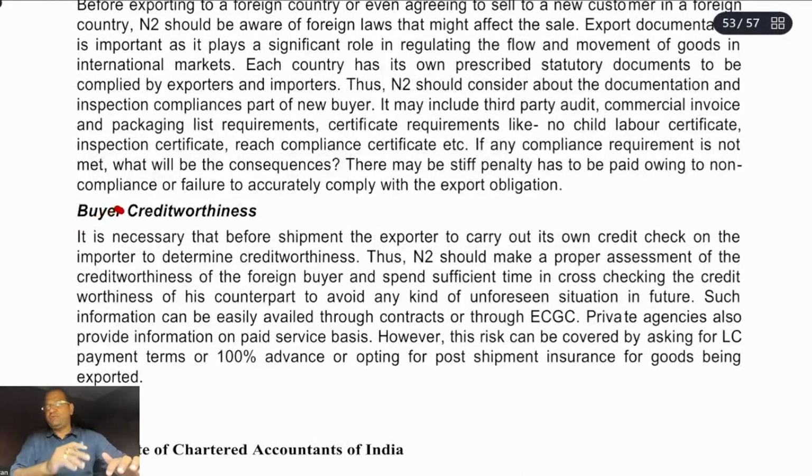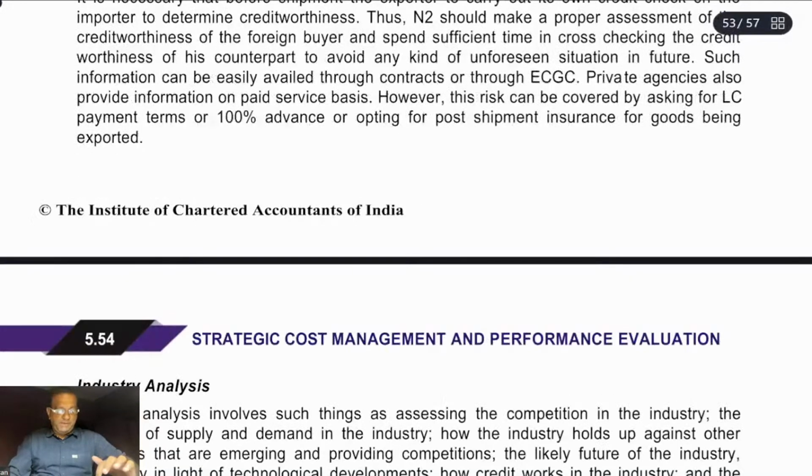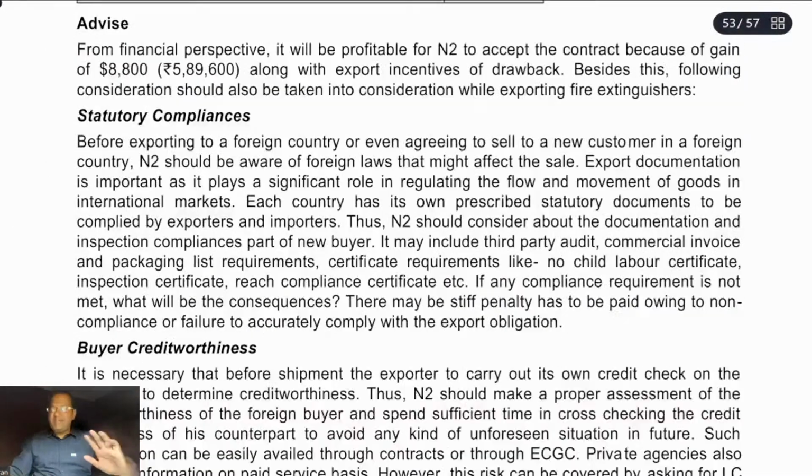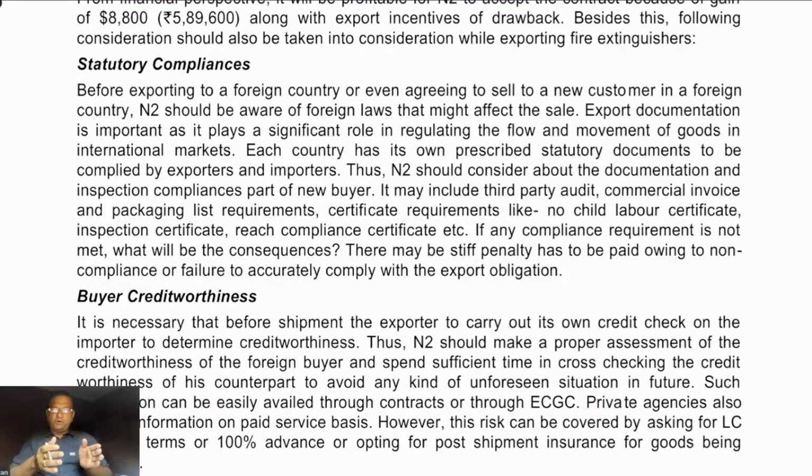Buyer creditworthiness, because right now no cash transaction is there. The goods are sold on credit. So what will be the buyer creditworthiness? Industry analysis and additional terms we have to check. And overall, after consideration of the financial factor and these 4 non-financial factors, we have to finally decide whether to accept or reject this offer. So I request each and every student, beta, to read out these 4 points very carefully, because although this question may or may not appear in the examination, the learning you will get about what other points should be considered along with the financial consideration will definitely prove very handy to deal with similar questions in the examination.